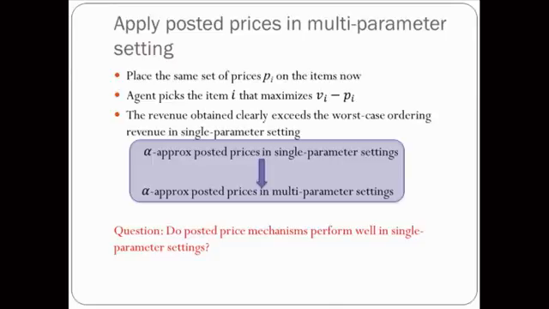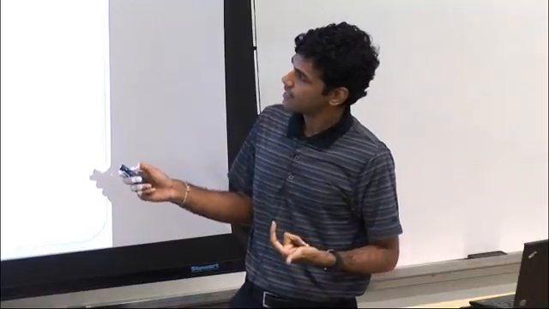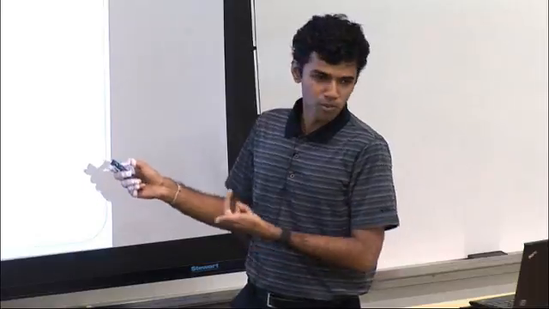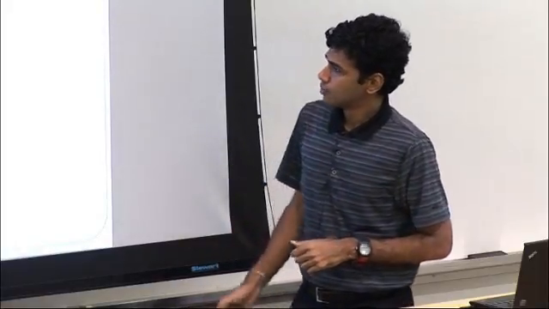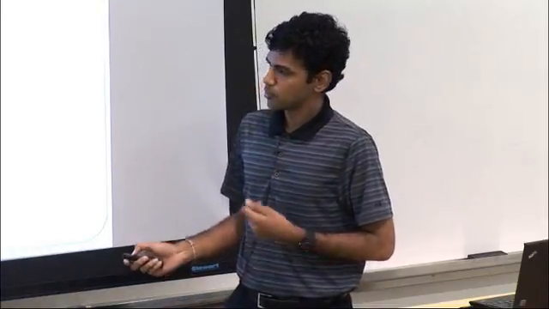So obviously it extends to multi-parameters, that's what I'm saying now. If you put these very same prices in the original setting, that agent will pick the item which maximizes v_i minus p_i. Obviously this is better than getting the worst possible ordering's p_i in the single parameter setting, right? So what I just said is that if you can get an alpha approximation with single parameter posted prices, that basically implies an alpha approximation multi-parameter posted price mechanism. So the question is, do posted price mechanisms perform well in single parameter settings?